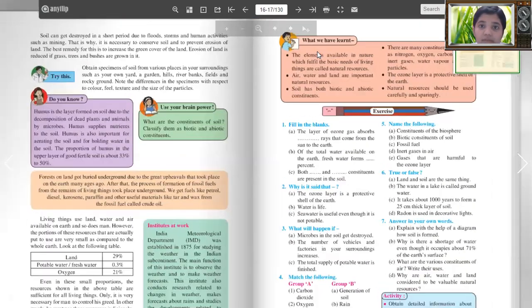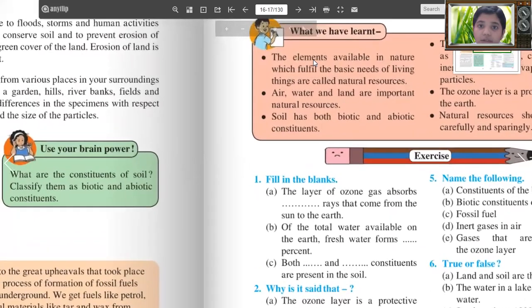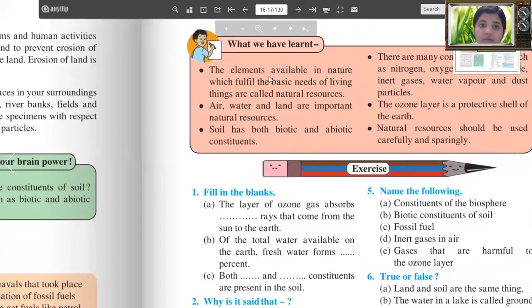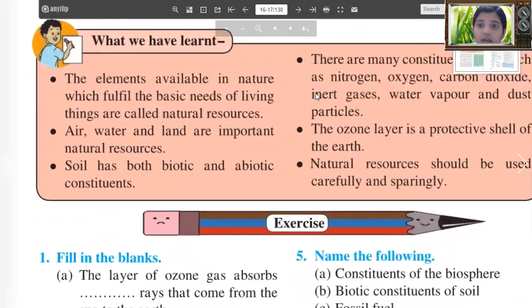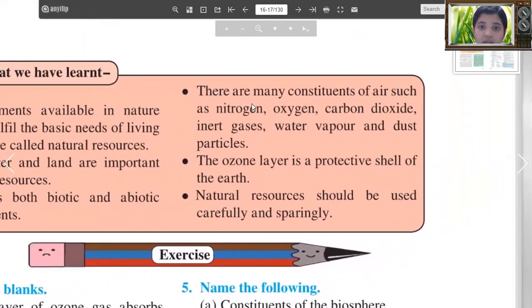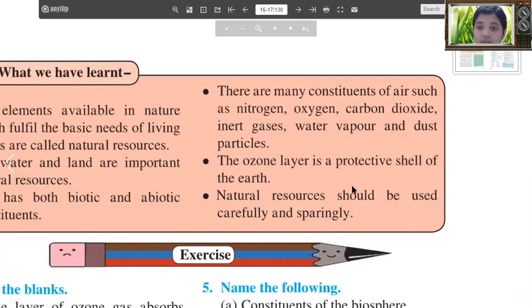So, what we have learned: the elements available in nature which fulfill the basic needs of living things are called natural resources. Air, water, and land are important natural resources. Soil has both biotic and abiotic constituents. There are many constituents of air, such as nitrogen, oxygen, carbon dioxide, six inert gases, water vapor, and dust particles. The ozone layer is the protective shell of the earth. Natural resources should be used carefully and sparingly.